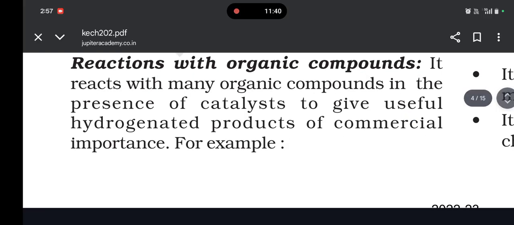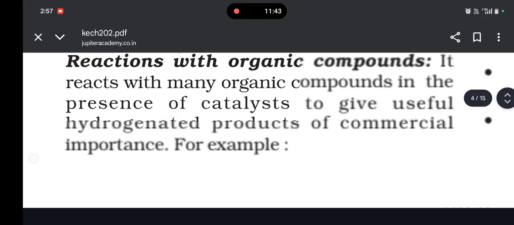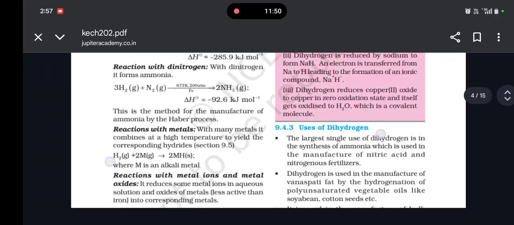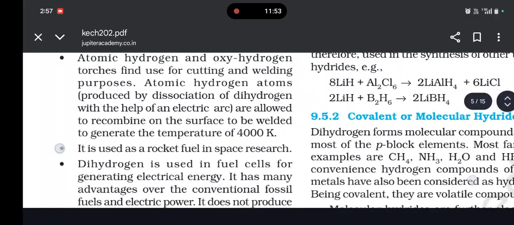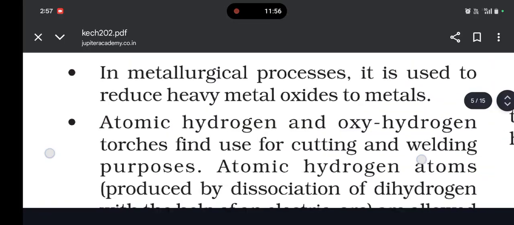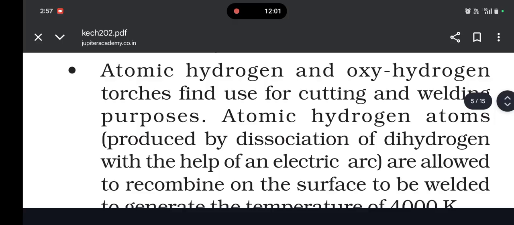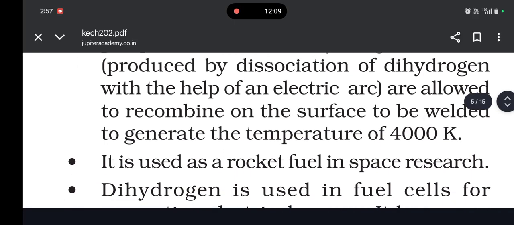Reaction with organic compounds. It reacts with many organic compounds in the presence of catalyst to give useful hydrogenated products of commercial importance. For example, in metallurgical process, it is used to reduce heavy metal oxides to metals. Atomic hydrogen and oxyhydrogen torches find use for cutting and welding purposes. Atomic hydrogen atoms produced by dissociation of dihydrogen with the help of an electric arc are allowed to recombine on the surface of the metal to be welded to generate the temperature of 4000 Kelvin.